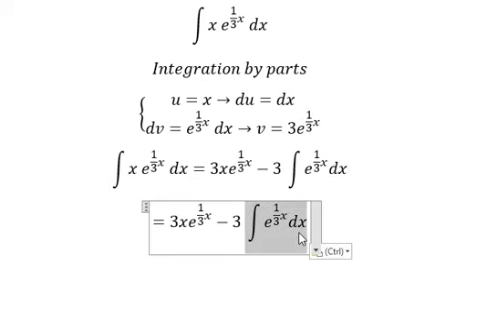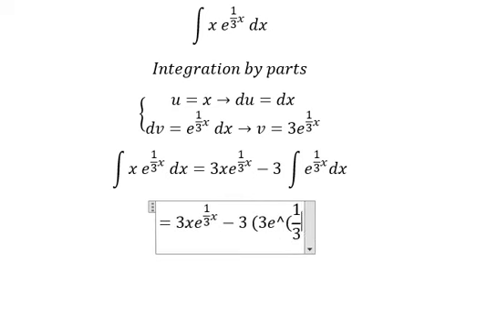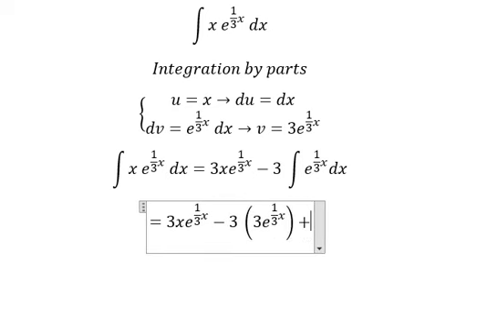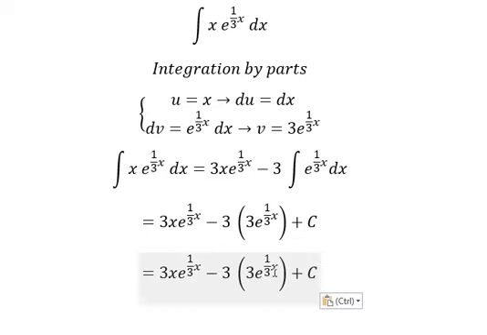and this one we have number 3 e to the power of 1 over 3s, and I will put plus c. Number 3 and number 3 we have number 9.